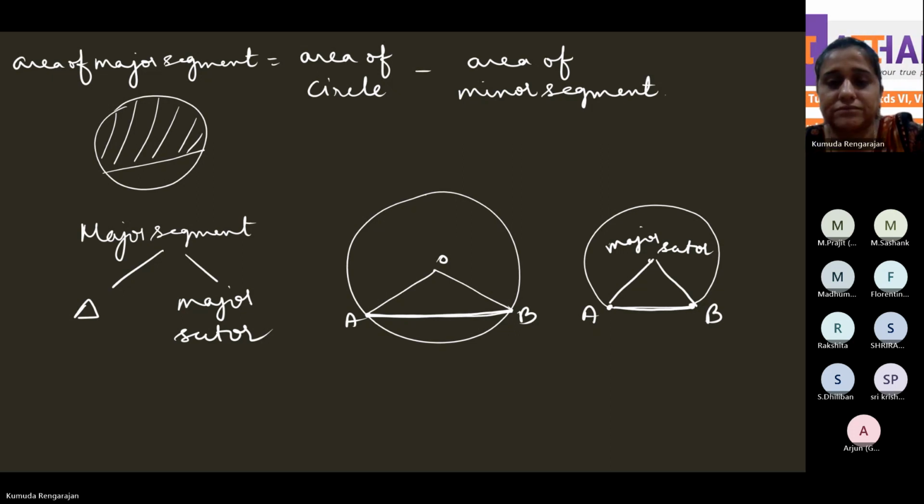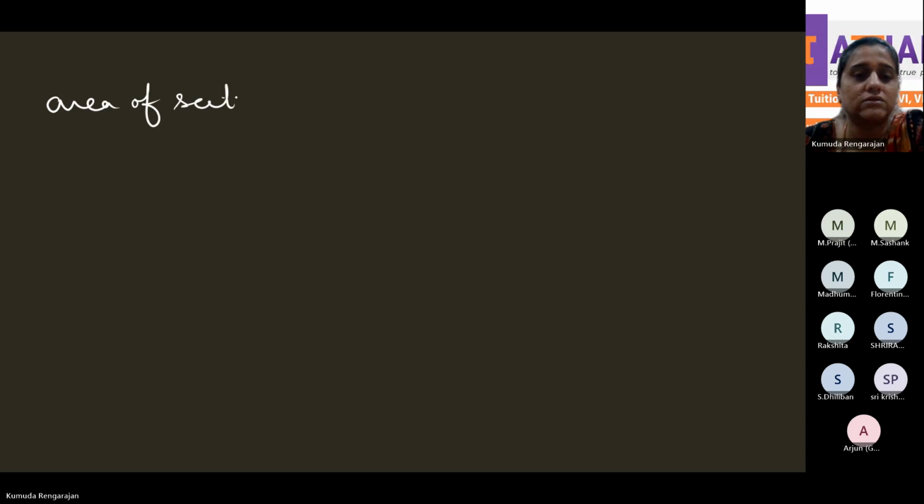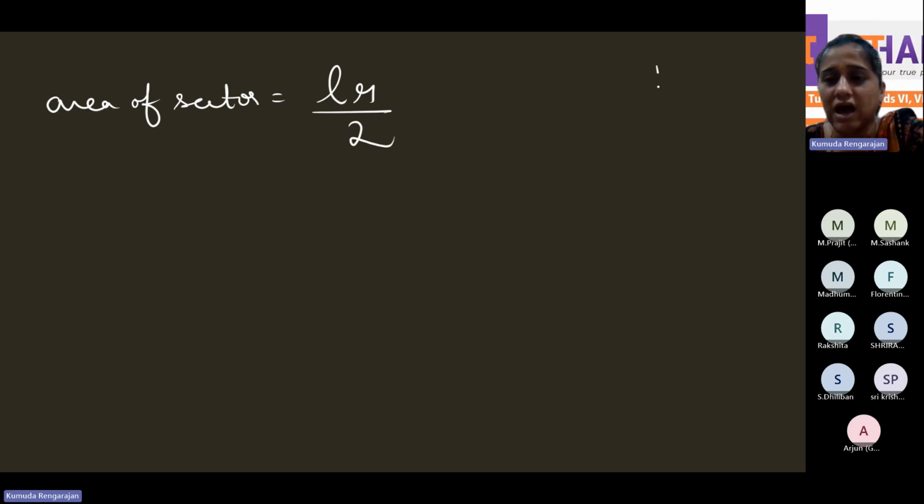All right. Now remember this very important formula. Again, children, we are not talking about derivations. Just remember this as a formula. Area of sector is equal to LR by 2. It's actually half LR, but LR by 2 is easy to remember. Both are the same: half LR or LR by 2.